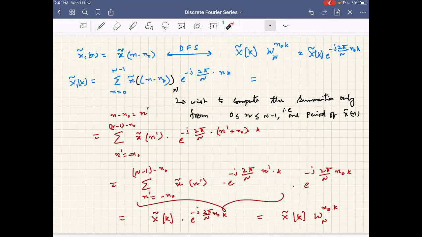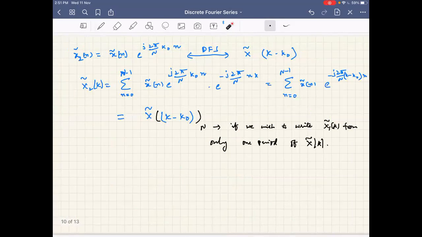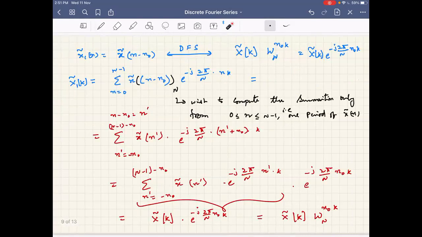Okay. So let's move on to the discussion on the other property. So now, this is the shifting property. This we can refer to as the shifting property in time.